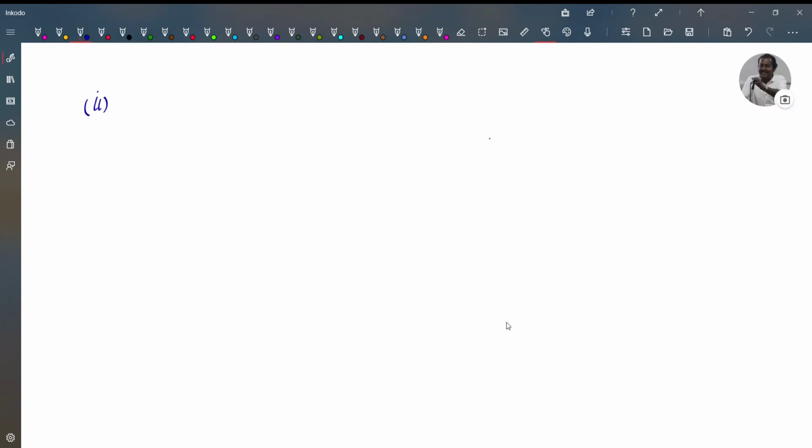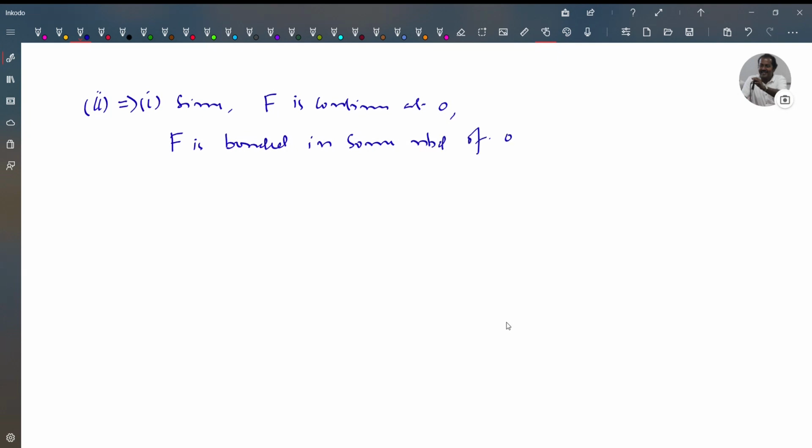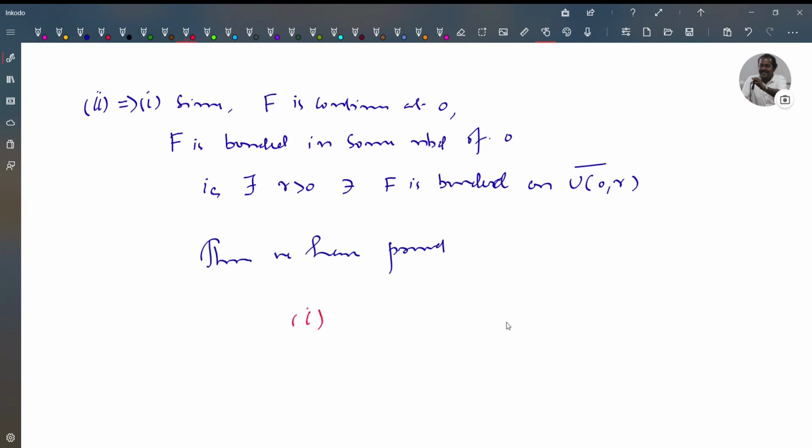We have 2 implies 1, since f is continuous at 0, f is bounded in some neighborhood of 0, that is, there exists r greater than 0 such that f is bounded on U_0^r closure. Thus we have proved 1 if and only if 5.